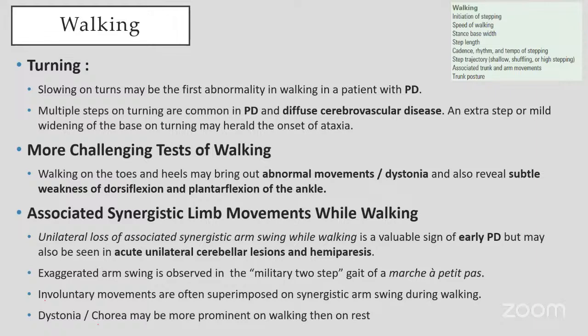The military marching gait or military two-step gait is observed in frontal lobe dysfunction or Parkinsonism. Involuntary movements are often superimposed on synergistic arm swing during walking, and dystonia or chorea may be more prominent on walking than at rest.